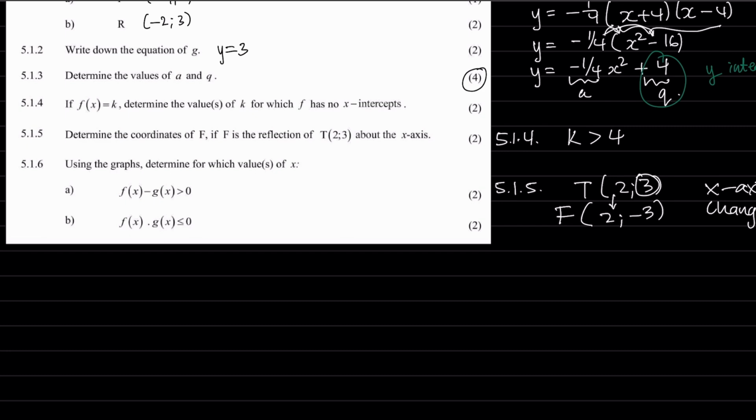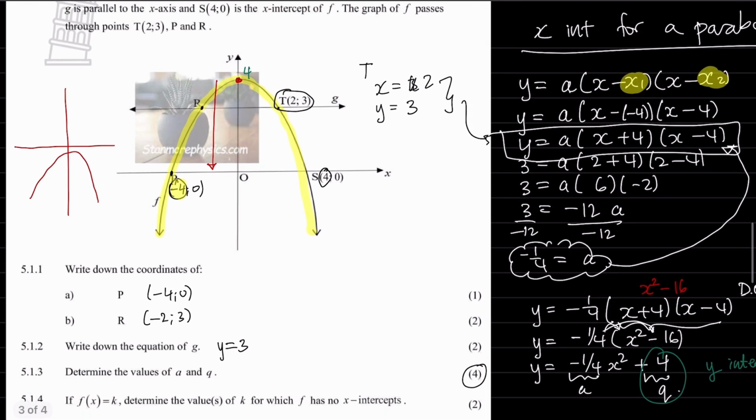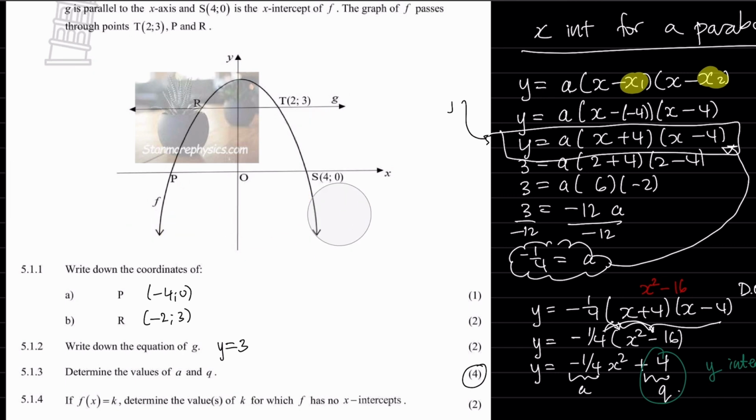5.1.6a. Using the graphs, determine for which values of x, f of x minus g of x is going to be greater than 0. How do we interpret this? So let's color code our graphs so it makes it a bit easier to follow. So for f of x, I'm going to use this yellow color. And then for g of x, I'm going to use this green color.